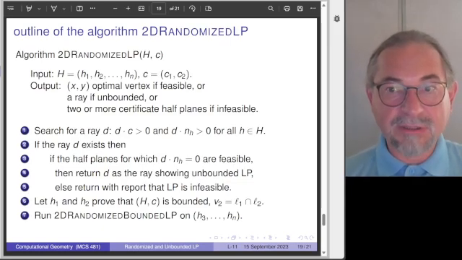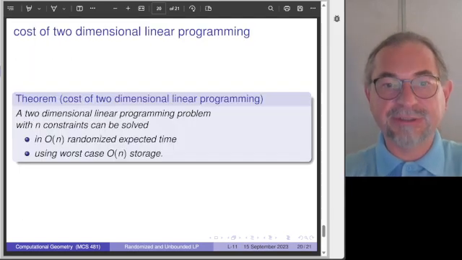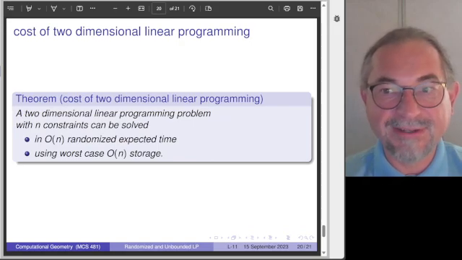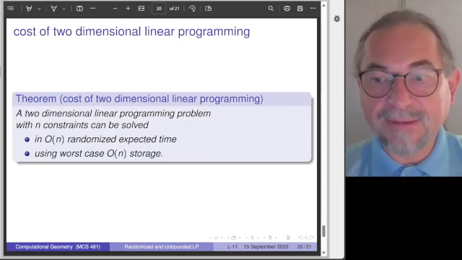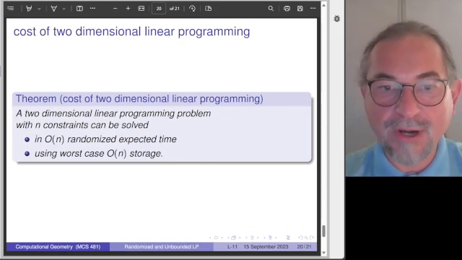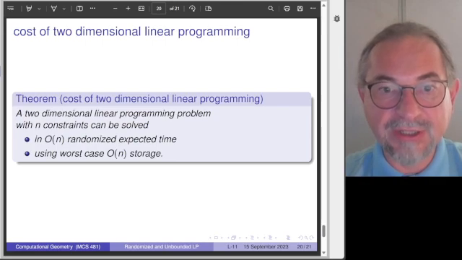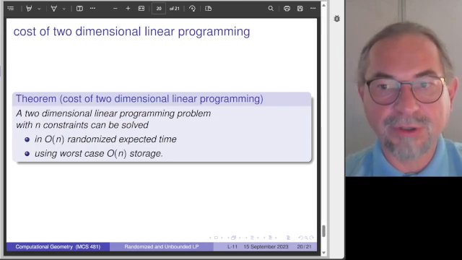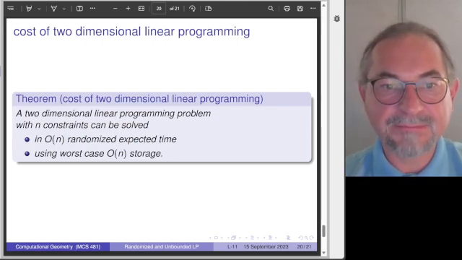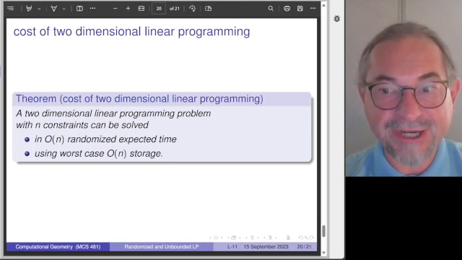Okay, so that is essentially it. So we can solve two-dimensional linear programming problems in an incremental way, in linear expected time, and also the worst case of the storage is linear in the number of half planes. So that is the main result of this chapter.